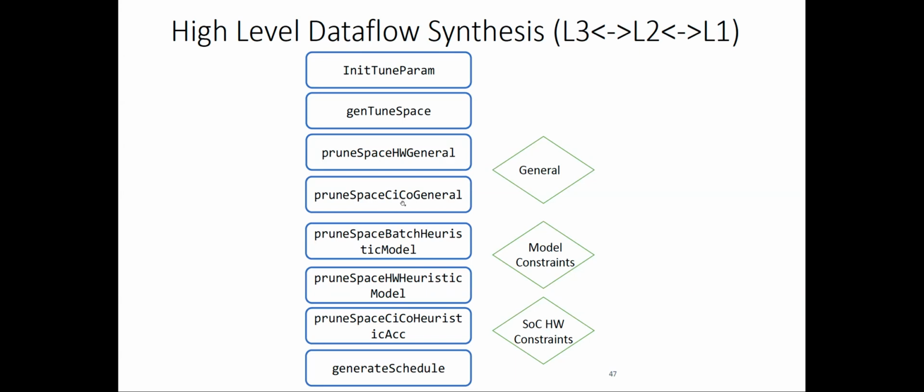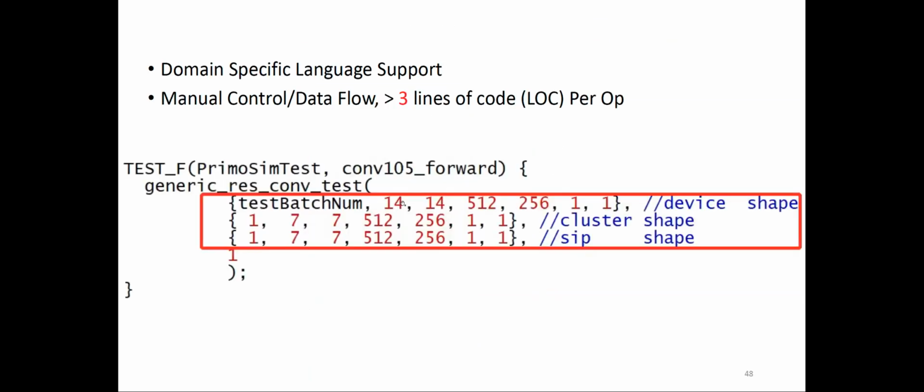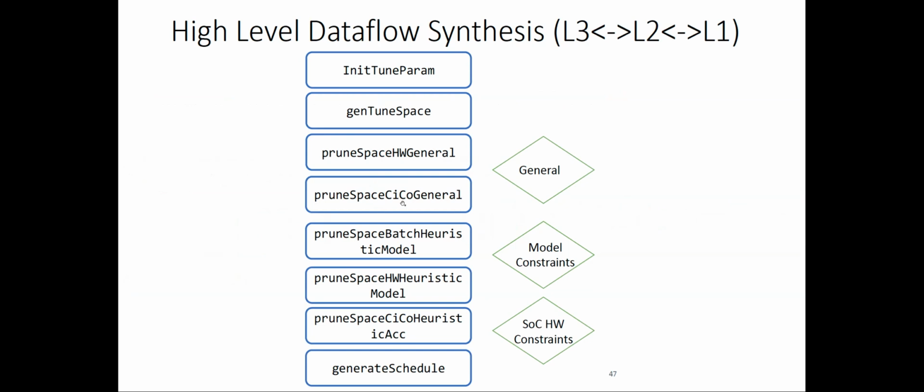So within this reduced design space, we can generate the code at runtime and then execute them on the real silicon, and then measure the runtime and collect the best one out of the hundreds of valid solutions, and then use that one as production code. So that's the general flow of the data flow synthesis.